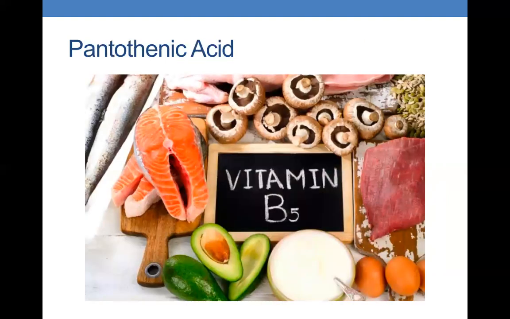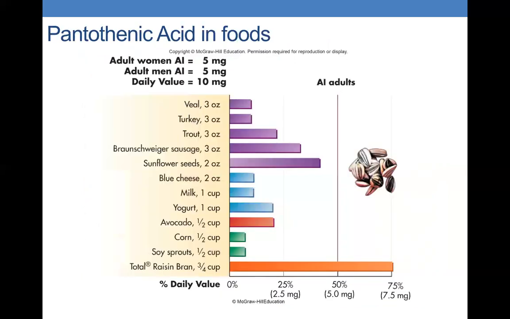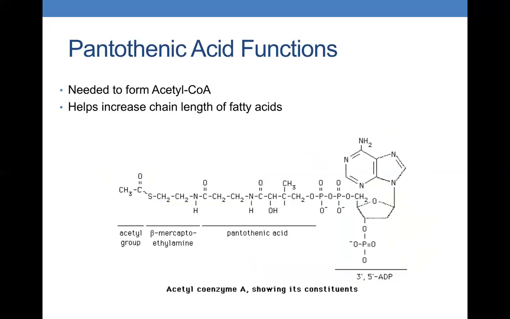Pantothenic acid, B5. So pantothenic acid plays a very important role as part of coenzyme A or CoA. Recommendations and sources for pantothenic acid. Pantothenic acid is actually very, very widespread in foods, and on average we consume much more than the AI. It's found in sunflowers, raisin bran, milk, yogurt, sausage, fish, avocado, sprouts, turkey, trout, etc.